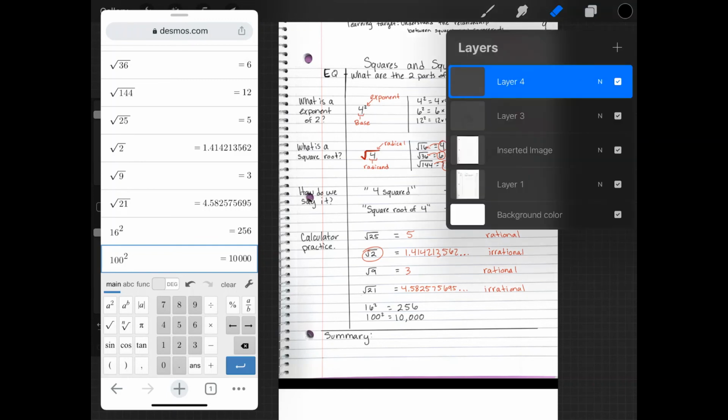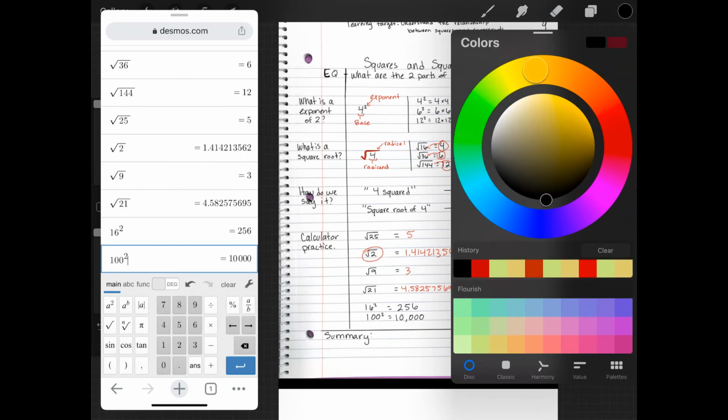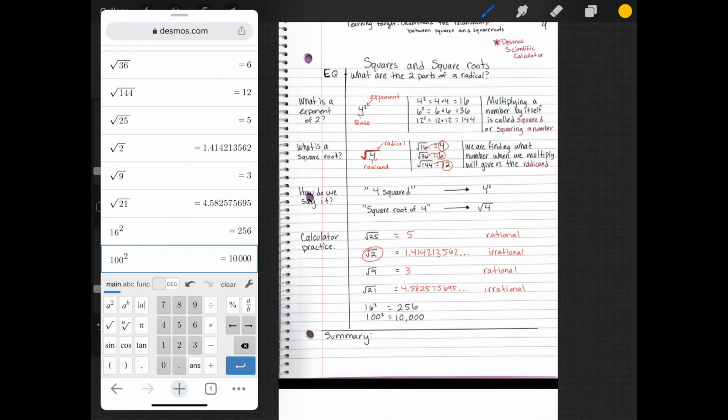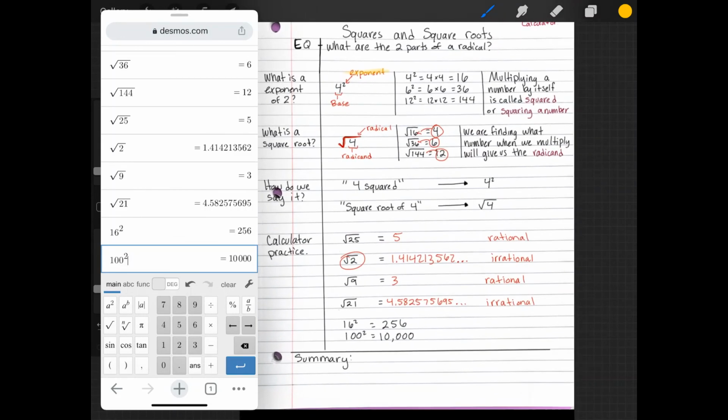Okay. All right, so let's go ahead and highlight the most important things today. Let's see. All right, so some important things here. We have a few. We have this exponent right here. We have the base, radical and radicand, and then how to say it, if that's something that you think you might need. Make sure you know that this is something that will help you later on. Okay? All right.